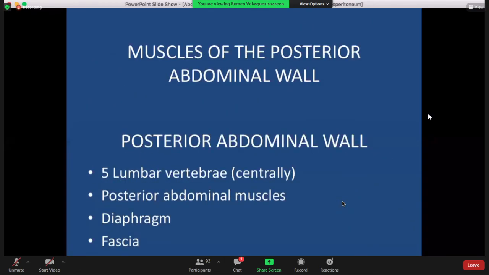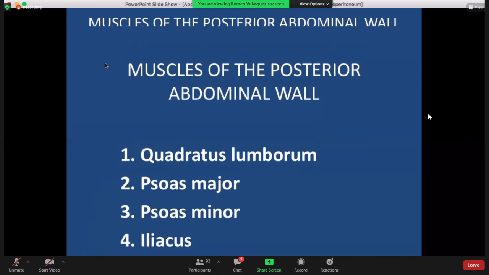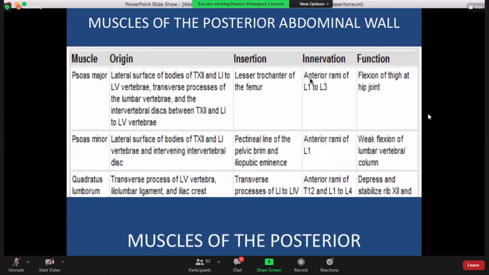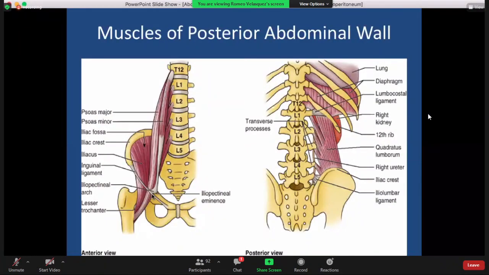These are the muscles, a very nice table also seen in the handout. As shown here, origin, insertion, innervation, you have to know all this, unfortunately. And that's the disposition of those structures in the posterior abdominal wall. Take note of the attachment to the vertebral column for the iliopsoas group. The psoas major, psoas minor, and the iliacus make up the iliopsoas group.